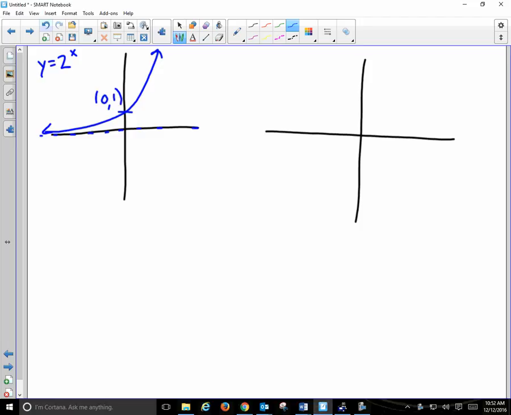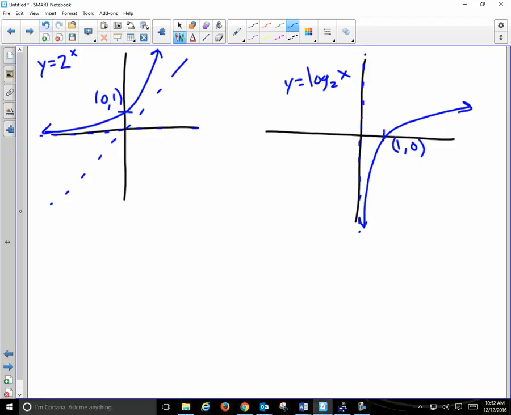And then, if you flip that over the line y equals x, you get this shape. It passes through 1, 0, and has a vertical asymptote of x equals 0. And that is the graph of y equals log base, say, 2 of x. So on Friday, we talked about inverse functions and their derivatives. Well, today we're going to talk about a couple of functions that have inverses.